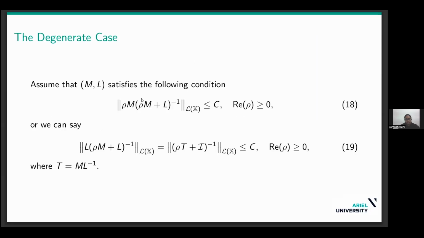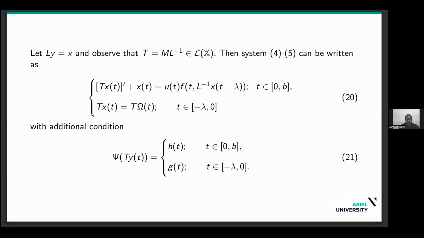For the degenerate case, we have assumed that M and L satisfy the following condition, which is given by equation 18, or we can rewrite this equation as equation 19 here, where T is the operator given by M L inverse, because L was the operator that was invertible, but M may not be invertible. Because M may not be invertible, we have the degeneracy in this system.